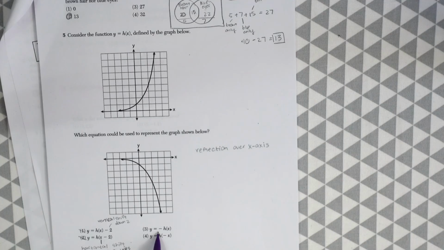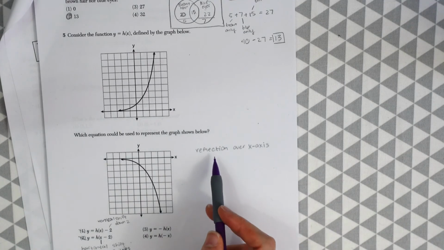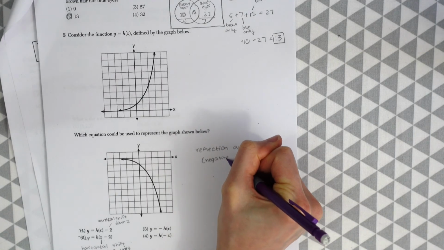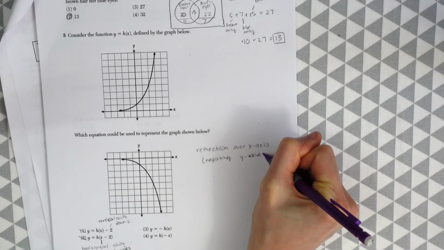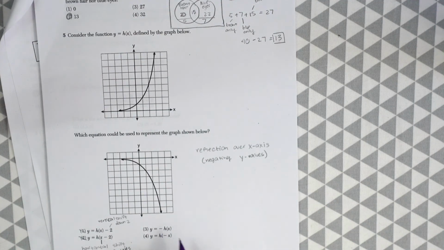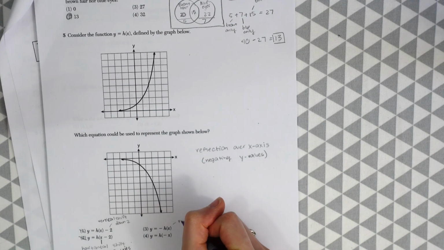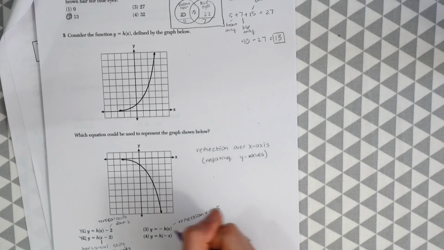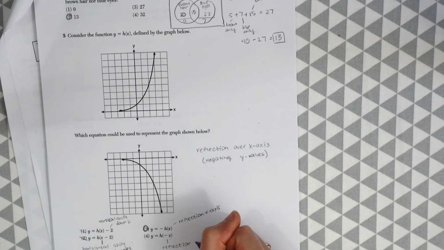Now number 3. So remember about reflections over the x-axis, we always end up negating the y values. So here, are we negating the y, h of x? Yeah, so this is a reflection in the x-axis, and this is going to be our answer, choice 3. And just to let you know, h of negative x, since we're negating the x values, this is going to be a reflection in the y-axis. So choice 3 is our answer.